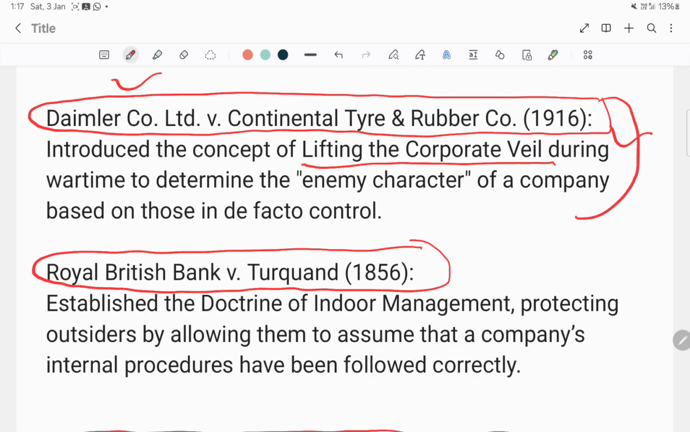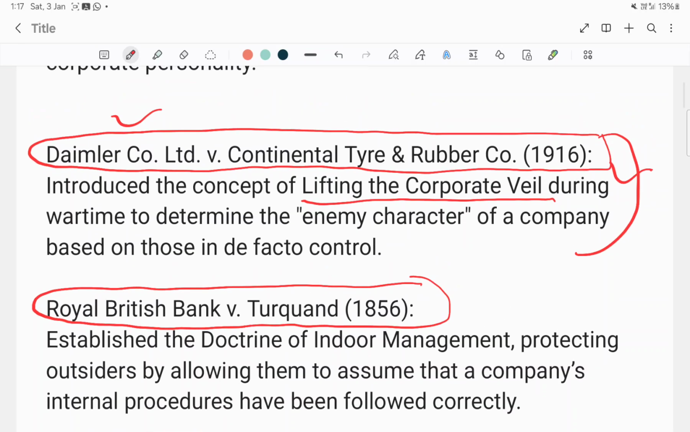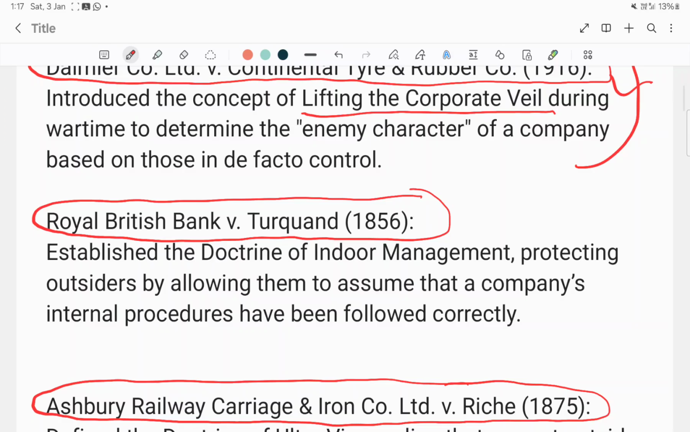UPSC has a habit of asking cases which are dependent upon certain types of concepts. Like in company law, there are some basics which are based upon case laws. Even though these case laws are very old in nature, UPSC has a habit of asking them. So we have to complete those case laws.